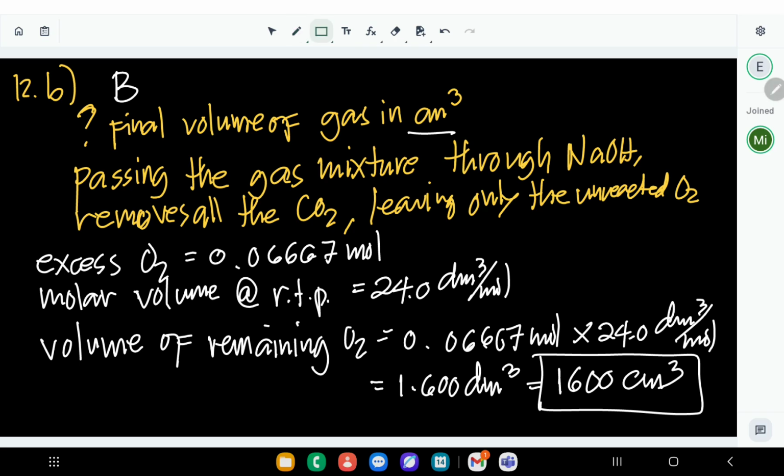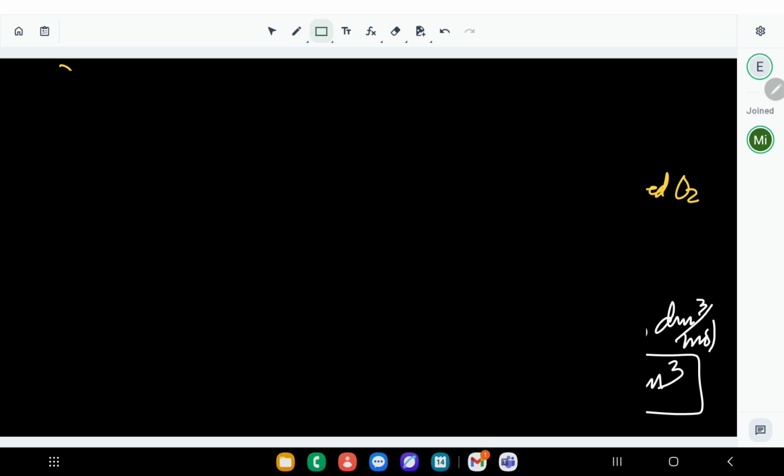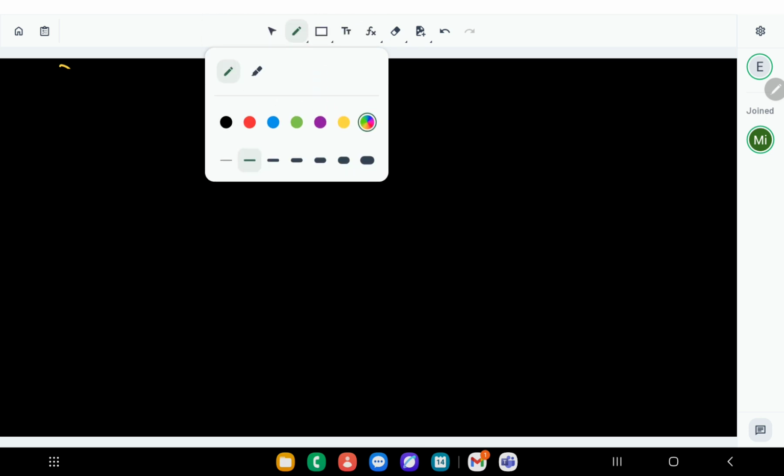Okay, we're on number 13. A halogenoalkane is dissolved in aqueous ethanol. When aqueous silver nitrate is added, a white precipitate forms immediately. What is the halogenoalkane? Okay, so we need to write the reaction.